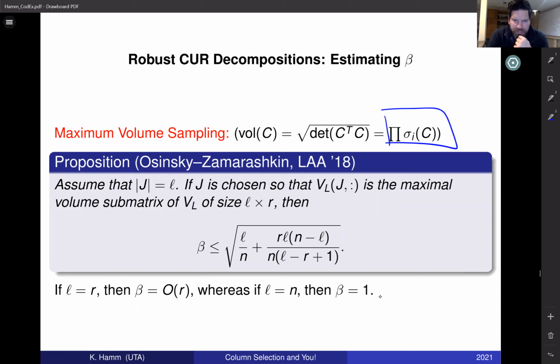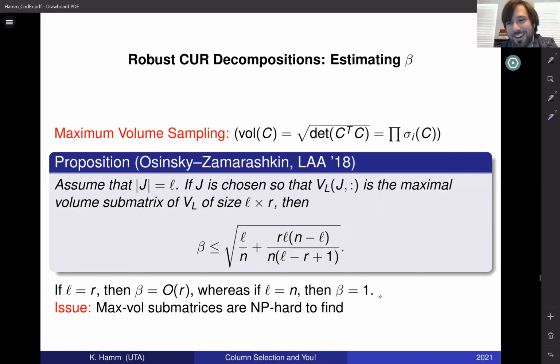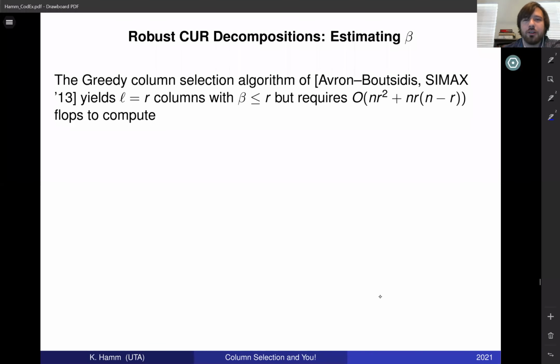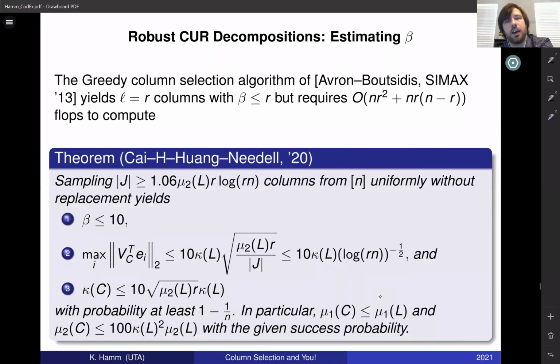Keaton, is it possible to find J? Yes, that's the problem. You cannot. There are some approximation algorithms, but for those algorithms, there's no bound on this quantity. The greedy algorithm that I mentioned before is nice. You can choose R columns and you get beta at most R, but it has a non-trivial computational complexity. It's not horrible, but it does essentially require that you compute the SVD, which we would like to avoid.